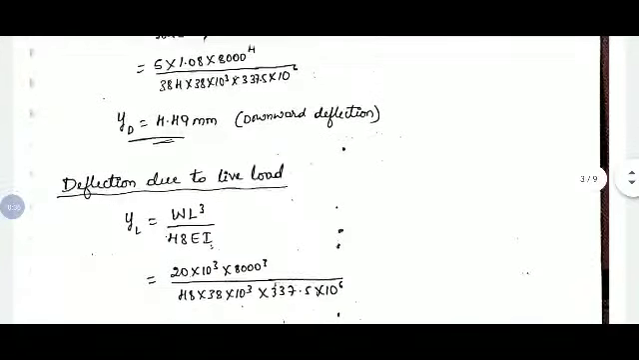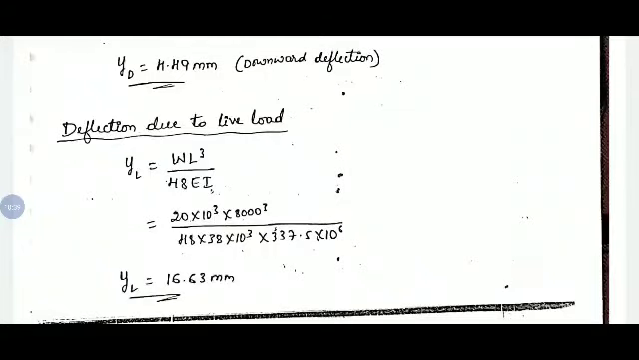Then deflection due to live load. Here if you draw the bending moment diagram for live load, that is a point load, it will be in the form of a triangle with maximum bending moment at midspan of WL by 4. If you take deflection by using the moment of area of the bending moment diagram over half of the span and simplifying, we will get WL cube by 48 EI. It is also shown in the theory part, you can refer, and substituting the values we will get 16.63 mm.